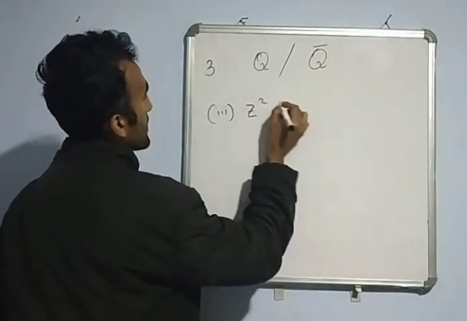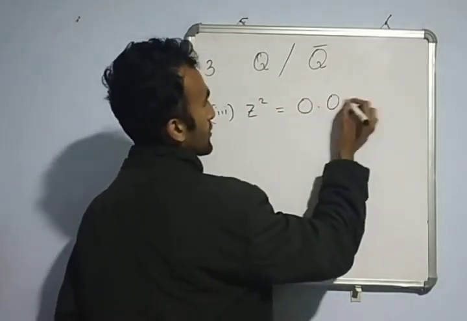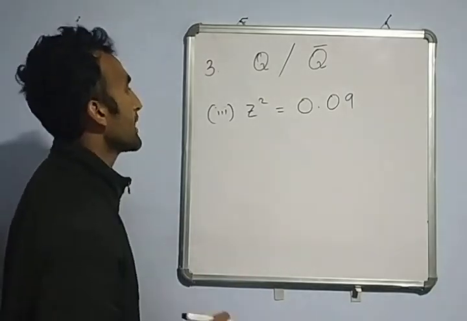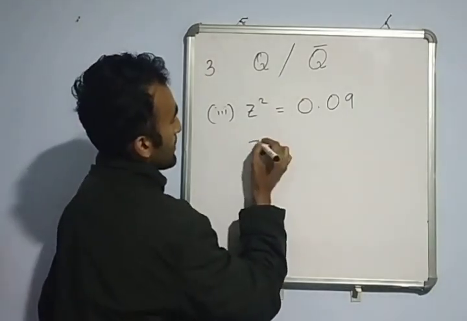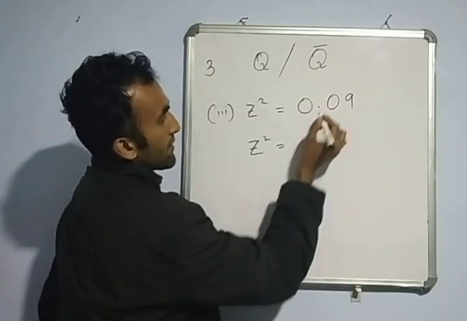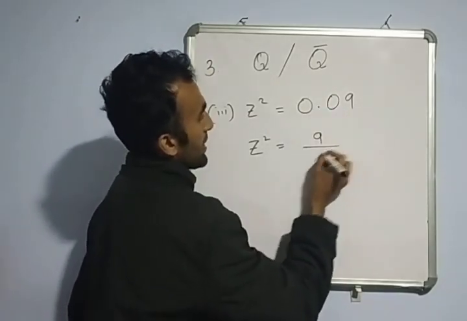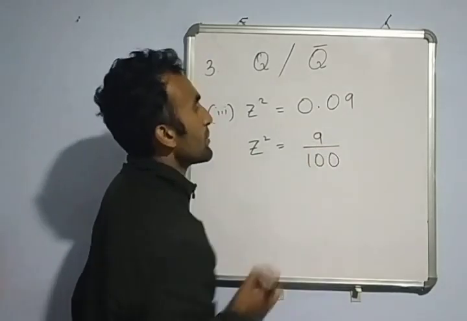Z square is equal to 0.09. So in this type, what to do? Now let me first remove this point. So it is 9 by 100. Hope you know how to remove it.